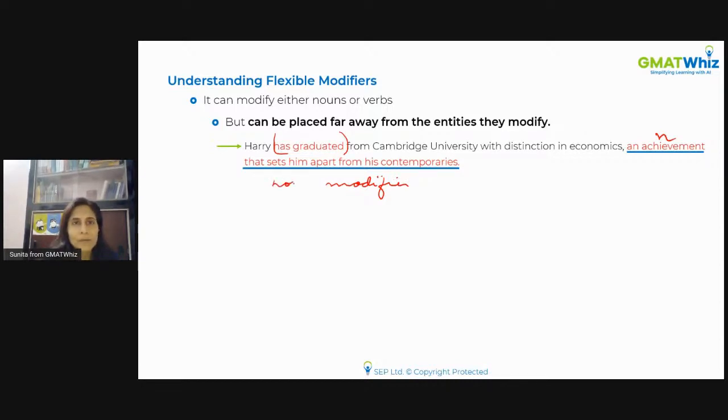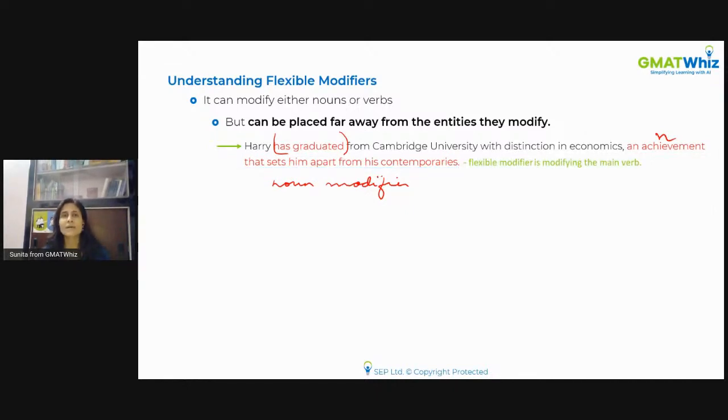Okay. And here the flexible modifier is this noun plus noun modifier. It is modifying the main verb has graduated. And as you can see, it is modifying it from far. All right. Now, clearly, you would not confuse Cambridge University with an achievement, and you would not confuse economics, only the word economics with an achievement. Okay. It is the graduation with distinction, which is an achievement.